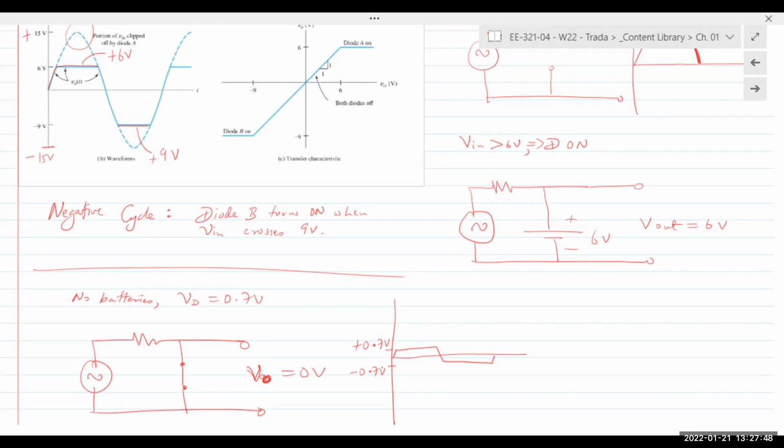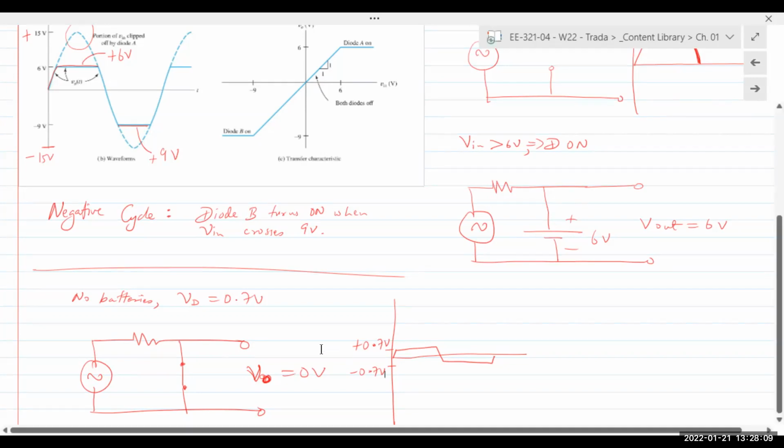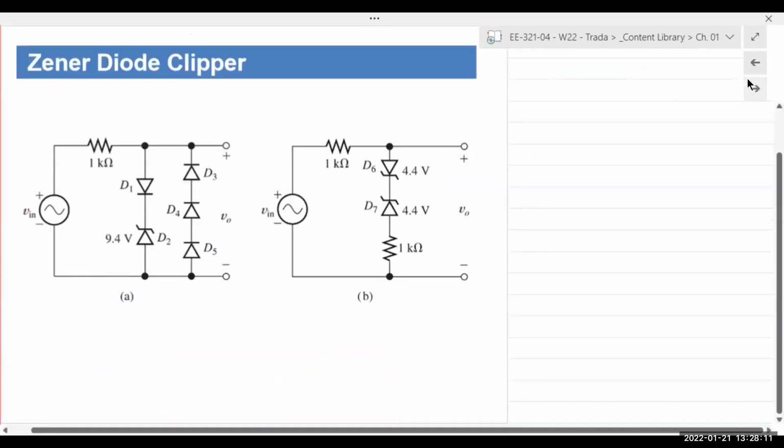But what is the obvious disadvantage of this kind of circuit? Yeah, you need a battery. Batteries need to be charged or replaced every so often, so it's not very practical. And that's where we use this kind of circuits.